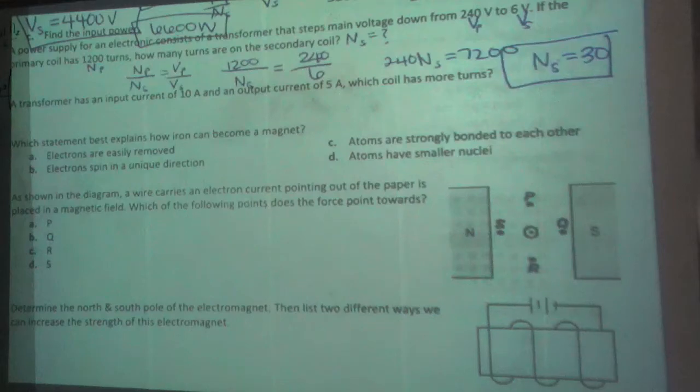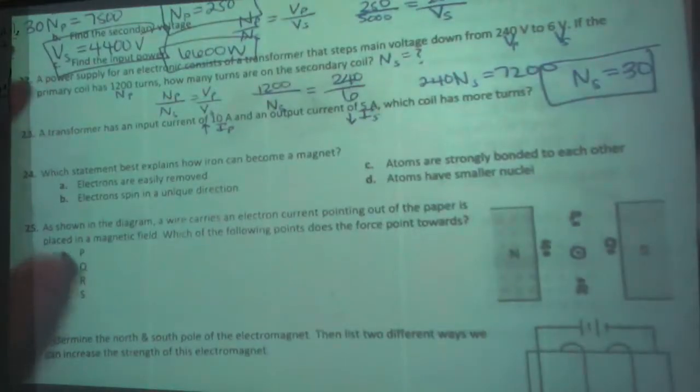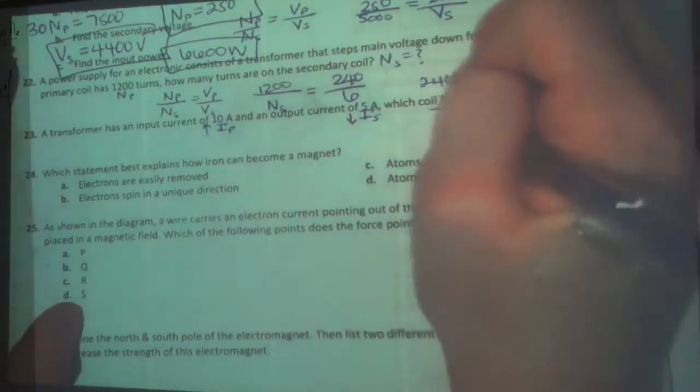A transformer has an input current, so that would be the primary current, and an output current, the secondary current. Which coil has more turns? Well, let's say the secondary coil has less current, and this one has more current. Well, number of turns does the opposite thing if you look at our equation. Number of turns is P over S, whereas this one is S over P. So the one that has the most current will have the least number of turns and vice versa. I, or current, is the odd guy out here. So the one with more turns, or the greater N, has the smaller current. So that would be the secondary side.